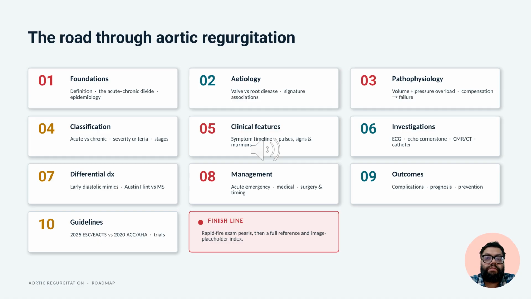The two ideas I most want to survive this lecture are sitting in blocks 3 and 8. Block 3: AR is a combined volume and pressure overload, which is why the ventricle eventually gives out. Block 8: the whole art of managing chronic AR is operating after the ventricle starts to slip but before the patient feels it, a deliberately narrow window.